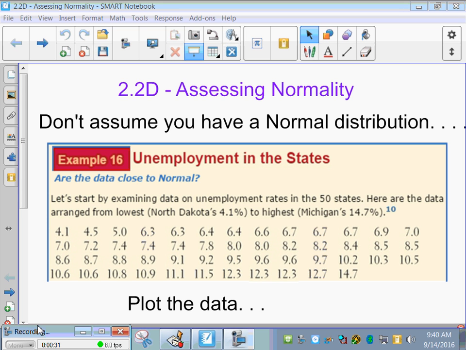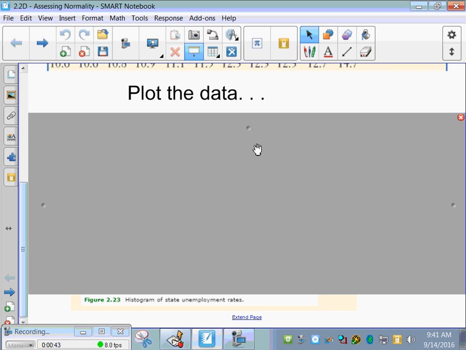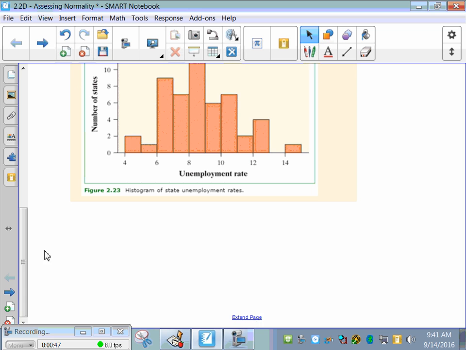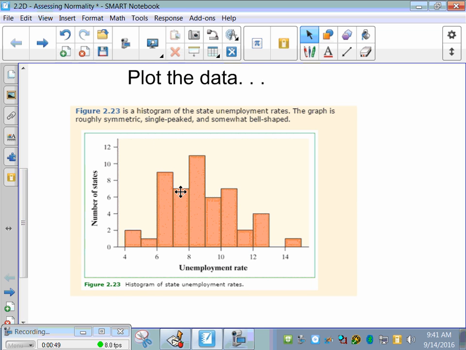So we've got this data for unemployment in the United States, and we've got 50 states and everybody's unemployment rate. So the first thing you want to do is plot the data in some sort of histogram and make sure that it actually appears to be approximately normal. Okay? So plot it in a graph, check and see if it's approximately normal.